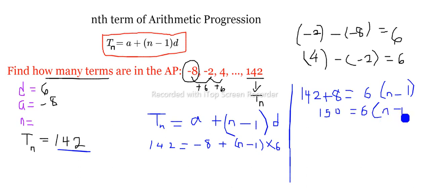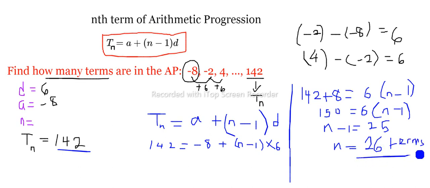So I can divide both sides by 6. If I divide both sides by 6, I have n minus 1 equals 150 over 6, which will give us 25. Taking 1 to the other side, we have 26. So that means there are 26 terms in this sequence. So we have that. I believe we understand that.